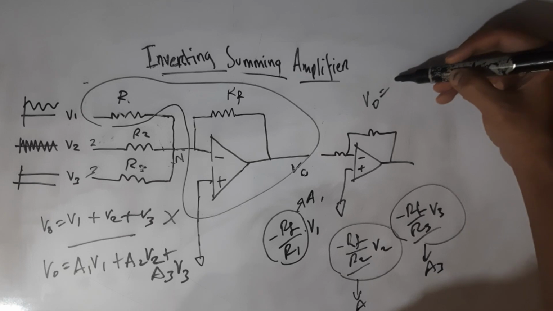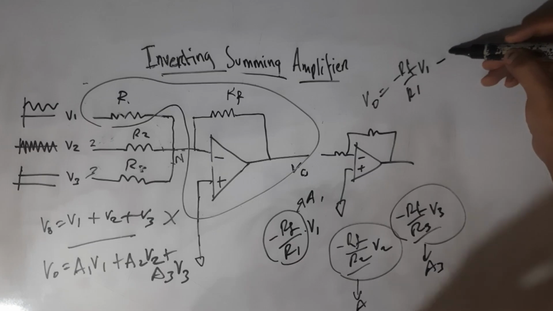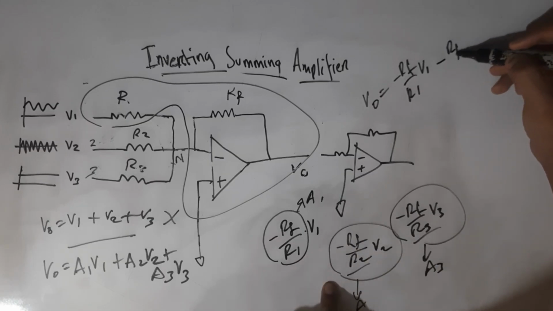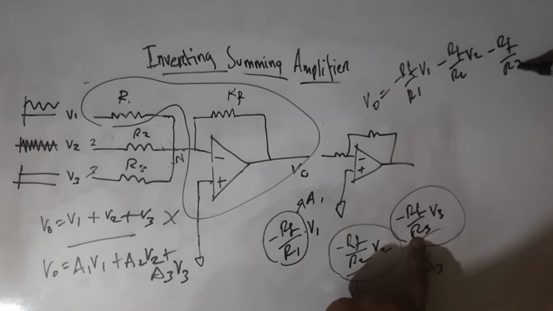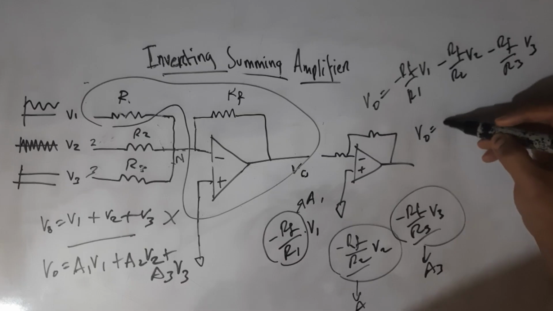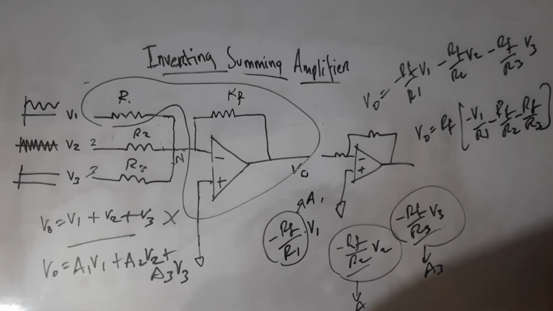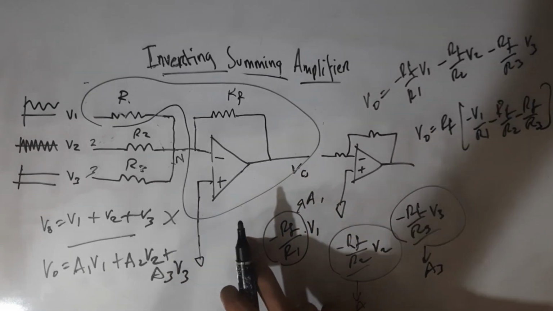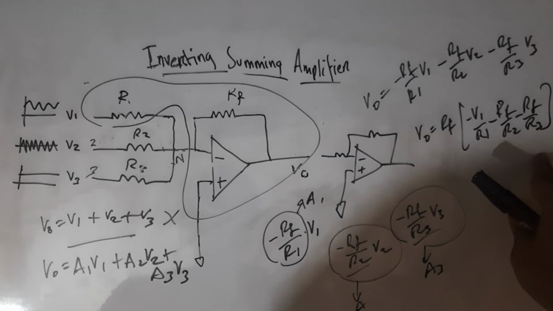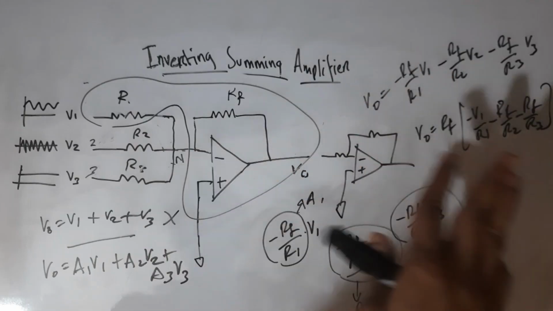That means output voltage is equal to minus RF by R1 into V1 minus, plus minus is minus, RF by R2 into V2 minus RF by R3 into V3. You take RF as common, and this is our output voltage for the inverting summing amplifier circuit. To be honest, you don't even have to memorize the equation. All you have to do is apply the inverting amplifier equation for each channel and just add them together.